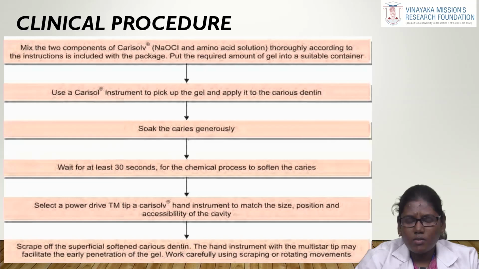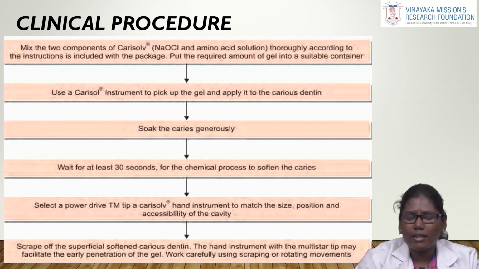And this is the clinical procedure for the application of the chemomechanical CarieSolve agent. Initially, we need to mix the 2 components. Since it is available in a syringe technique, either single mix or multi mix, it needs to be mixed initially according to the manufacturer's instructions, and the gel should be poured in a suitable container. After that, the separate CarieSolve hand instruments are used to pick up the gel and apply it on the caries dentin of the cavity. Then let it soak the caries for a period of 30 seconds. Wait for at least 30 seconds for the complete chemical process to degrade the collagen in the infected caries lesion.